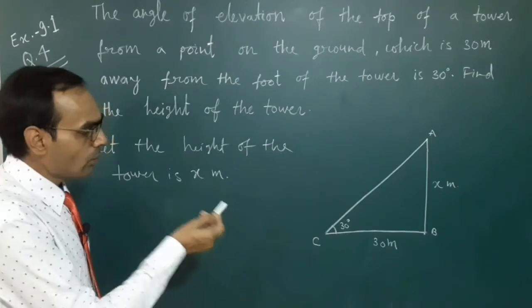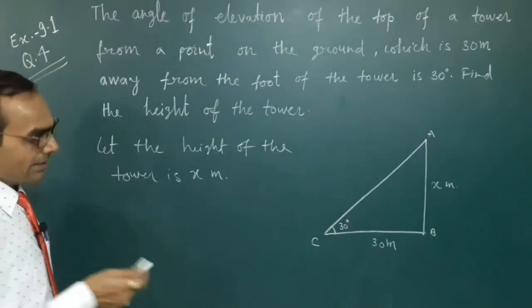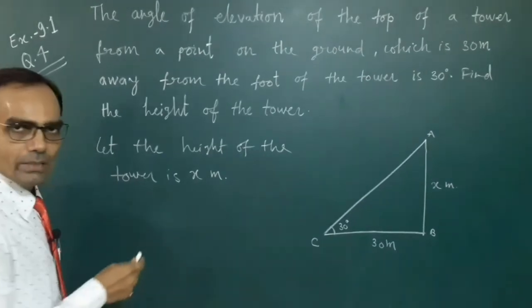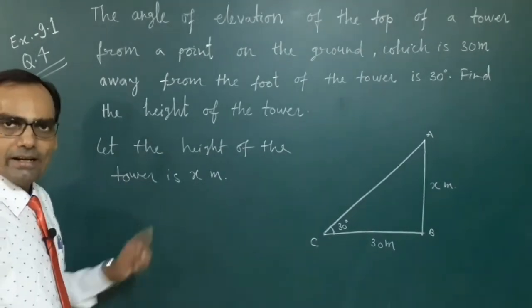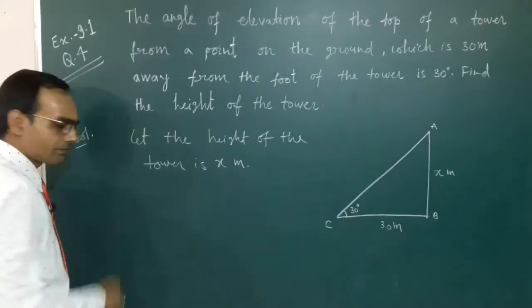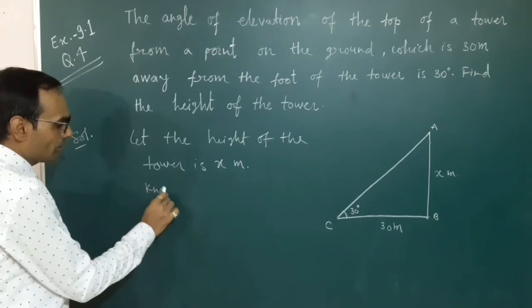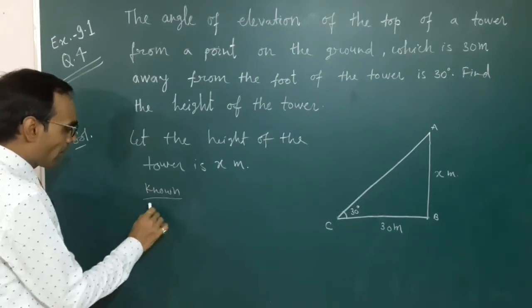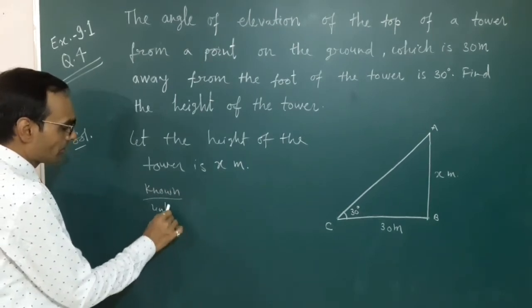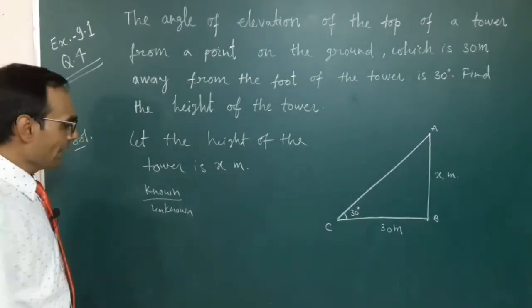Now see, in the problem we have to find the unknown value x by using the known value 30. So we will use trigonometry in right angle triangle ABC, because angle B is the right angle. So we must apply trigonometry in a right angle triangle. Here we will take the ratio of known value upon unknown value.